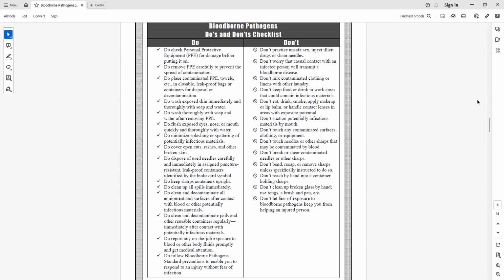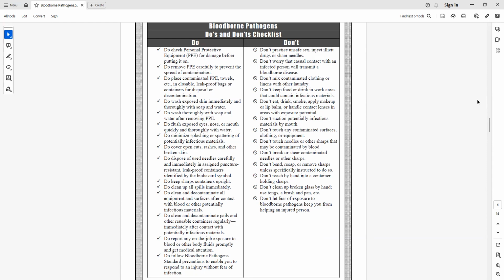Do wash exposed skin immediately and thoroughly with soap and water. Do wash thoroughly with soap and water after removing PPE. Do flush exposed eyes, nose, or mouth quickly and thoroughly with water. Do minimize splashing or spattering of potentially infectious materials. Do cover open cuts, rashes, and other broken skin.